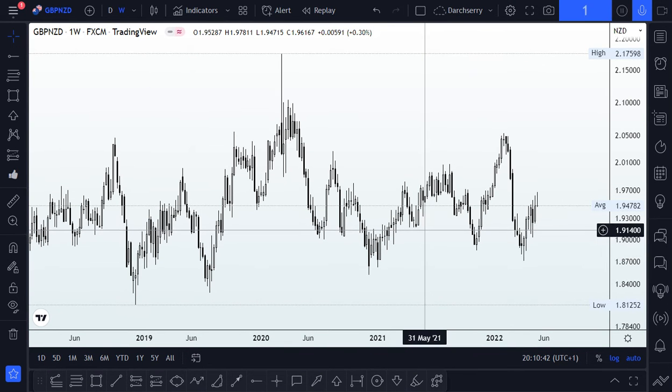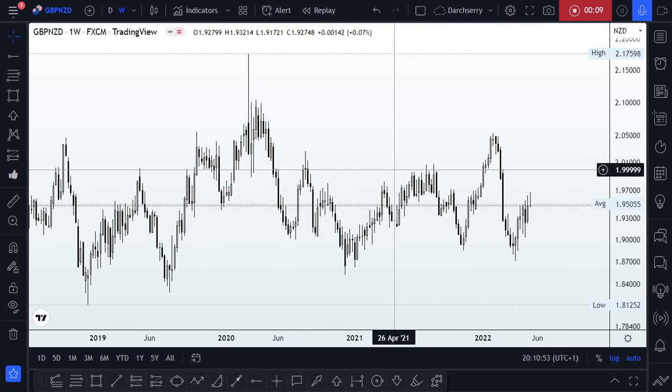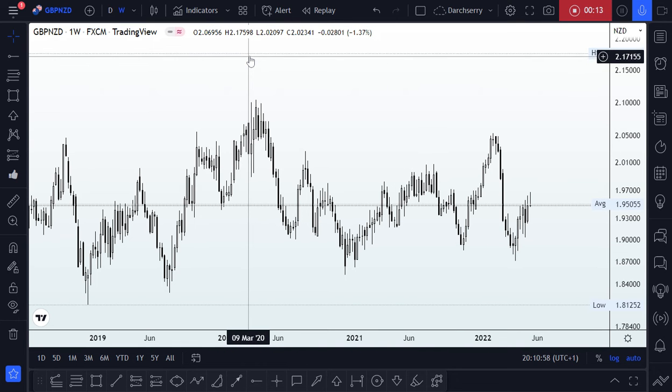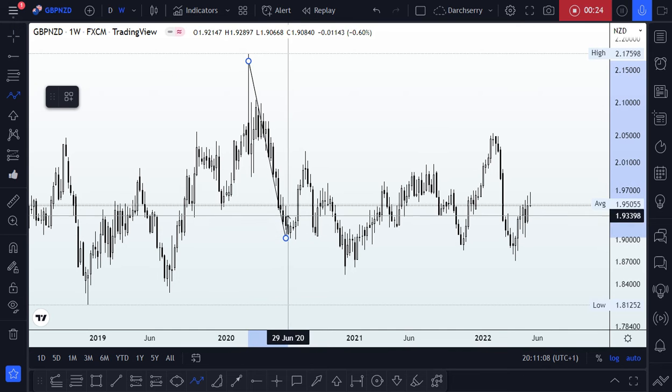A simple setup that we can take advantage of going into the new week, as we identified here on the GBP New Zealand. Scaling up to the weekly time frame, the first thing we observe is that we have seen price continue to find lower lows and lower highs since March 2020, as price action continues to give the impression that we are in a downtrend scenario.